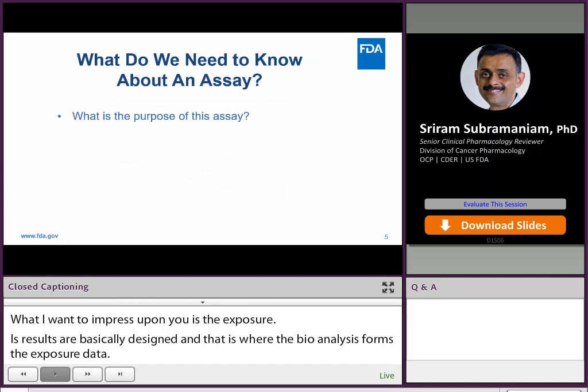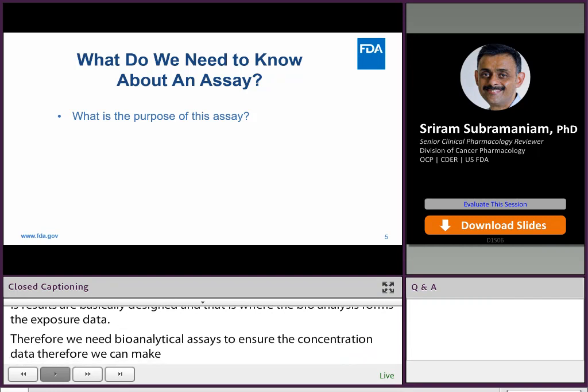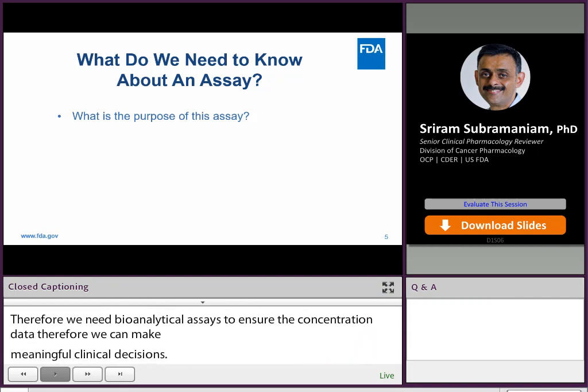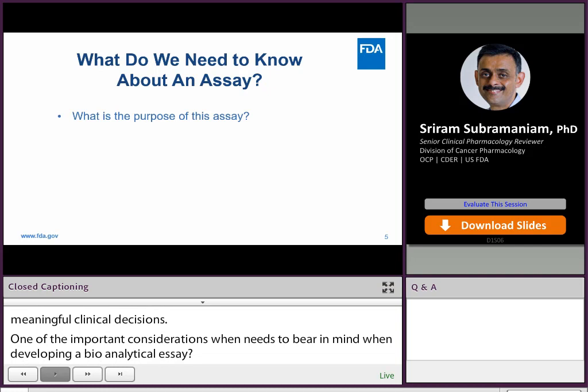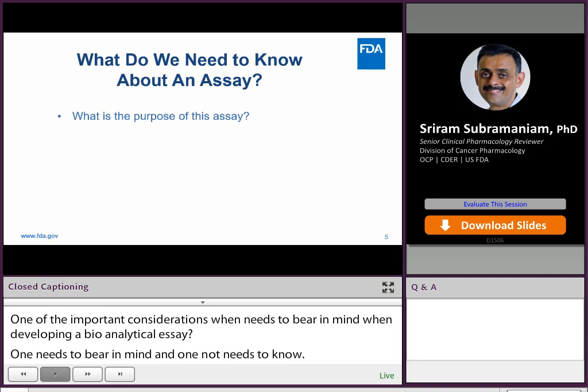So let's move to the next question, which is, what are the important considerations one needs to bear in mind when developing a bioanalytical assay? Notice that I said one needs to bear in mind and not one needs to know, because as bioanalysts, we all know, but do we always remember? So, I want to emphasize the following.